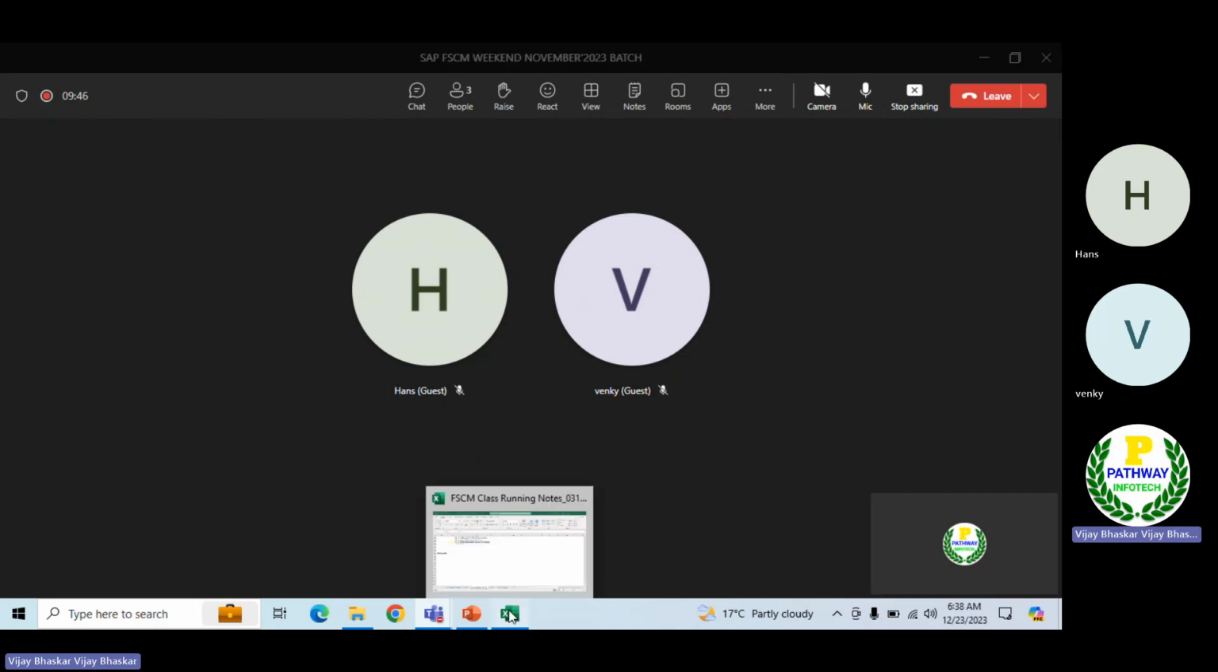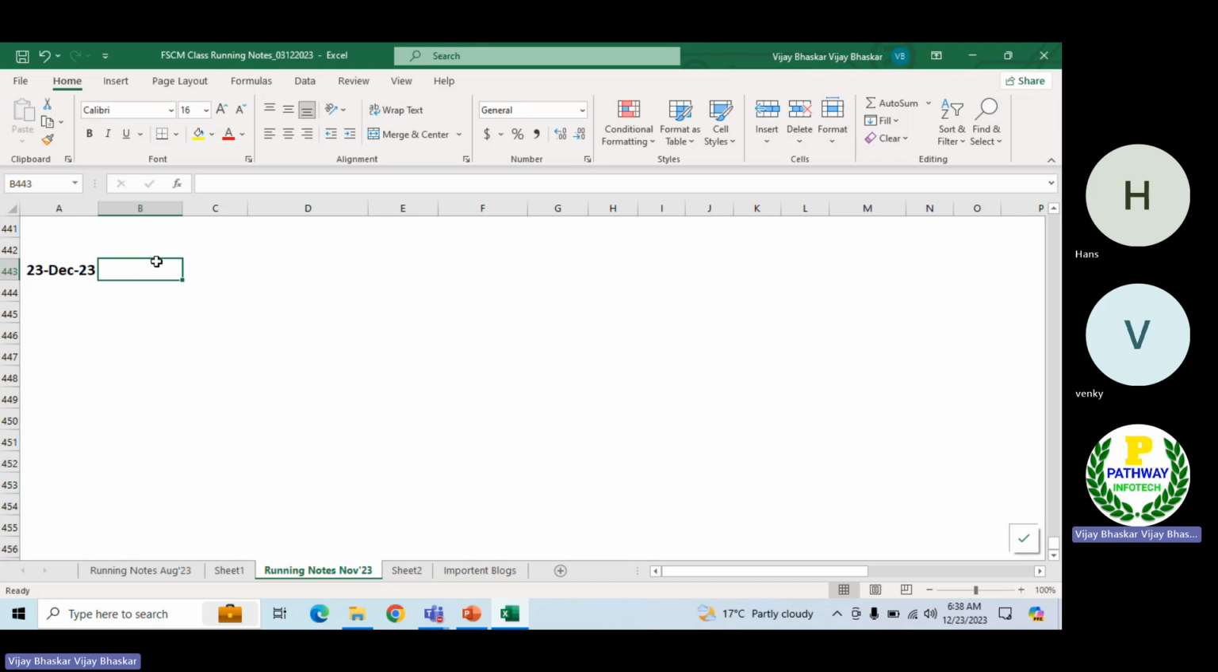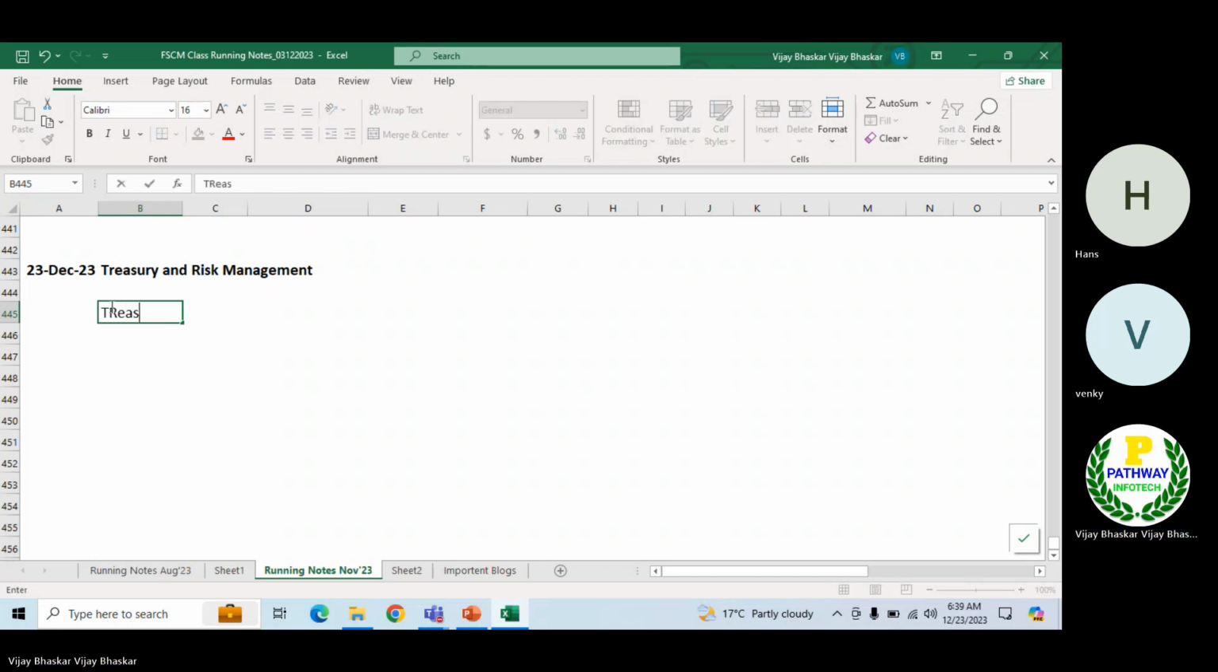So today we are going to start a new concept, which is treasury. Treasury and risk management. Many people think treasury and risk management are the same, but they differ. The concept of treasury is different, and risk management is different. So now let us talk about treasury.